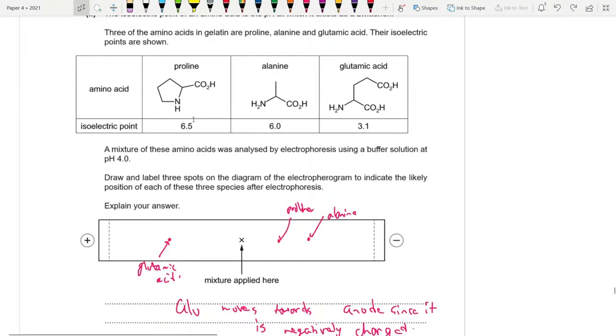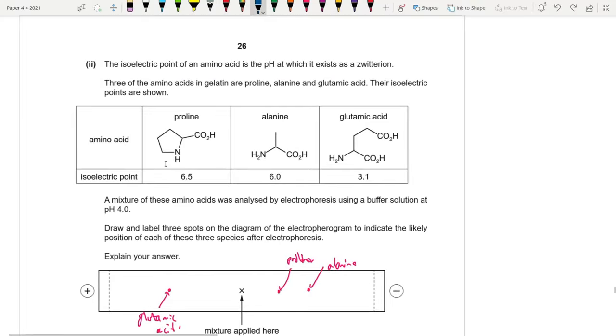Let's see. Basically, guys, remember, we are going to observe these at pH 4. So, below the isoelectric point, it's more acidic than usual, okay? So remember that below the isoelectric pH, your compound will have a positive charge. Why? Because there are excess H plus.